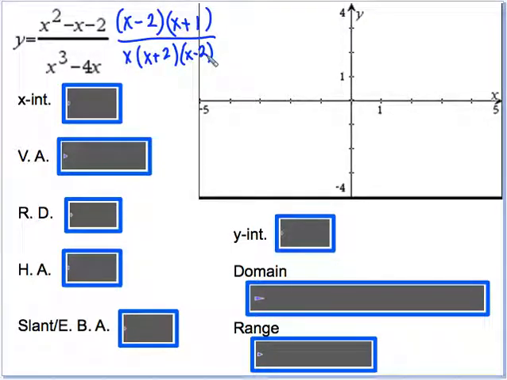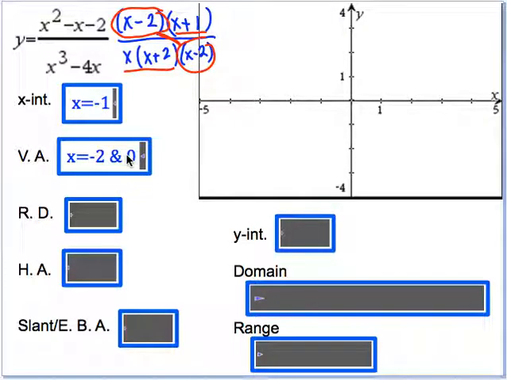So from that, we know that our x-intercepts are going to be from right here. Let me change the color. Okay. So this x plus 1, when we set it equal to 0 and solve for x, that'll give us our x-intercepts. Because we have x minus 2 in both the numerator and the denominator, that's our removable discontinuity. And then our vertical asymptotes will be right there. So let's go ahead and reveal those. So our x-intercept is x equals negative 1. And our vertical asymptotes are at negative 2 and 0. Our removable discontinuity is going to be at positive 2.